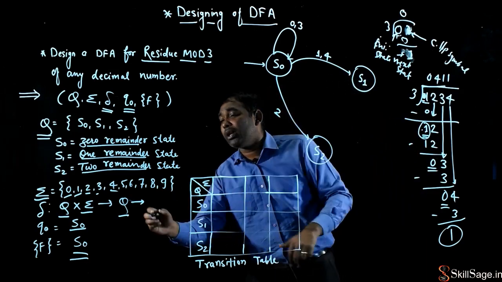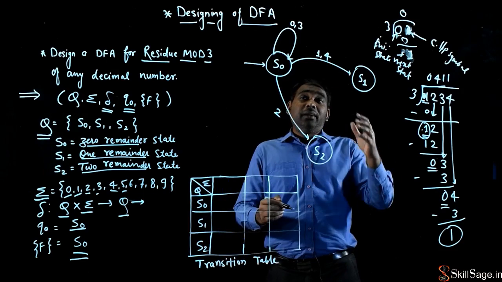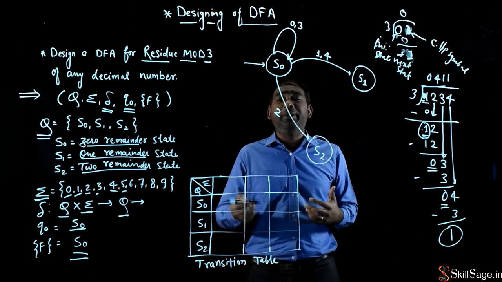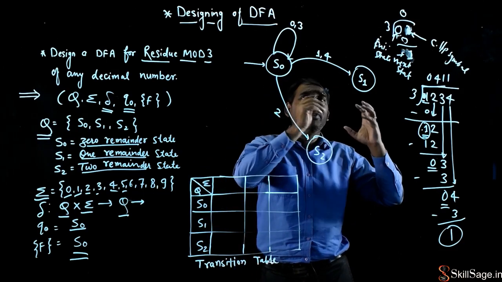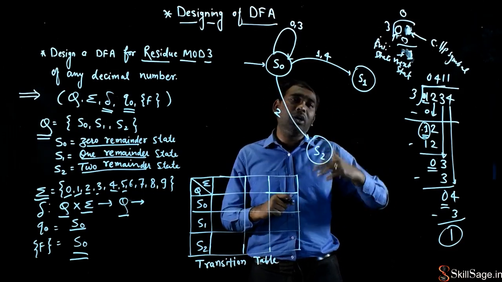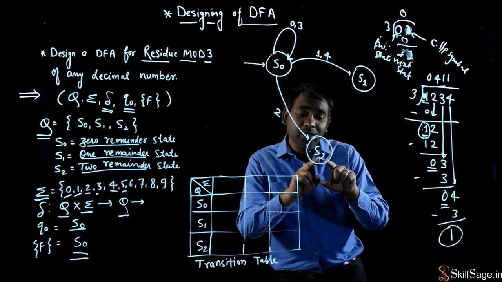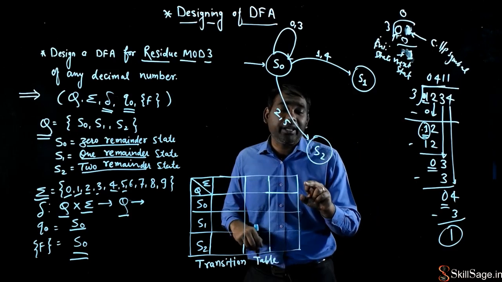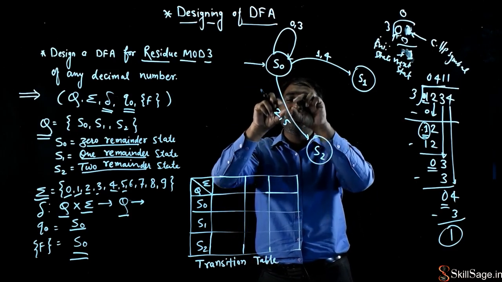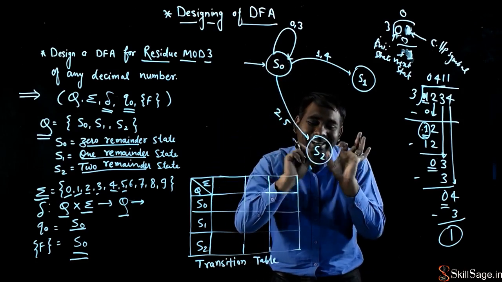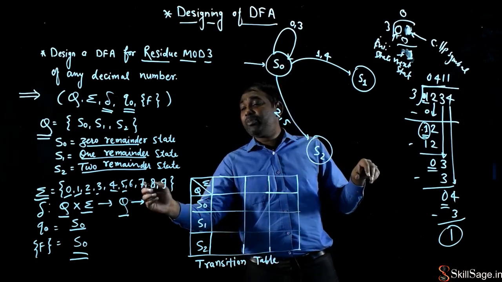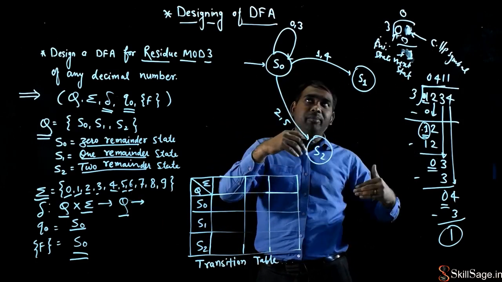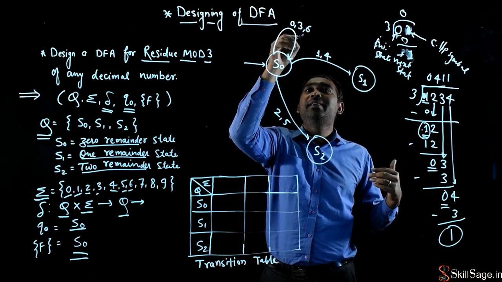What about the next input symbol? Next input symbol is 5. Current state is S0. If I take a transition on 5, what will happen? 0, 5 will be the number. If I divide this 0, 5 by 3, what will be my remainder? Remainder will be 2. That means my next state is S2, the 2 remainder state. So if I take a transition on 5 on S0, I am going to S2. Next input symbol 6: 0, 6. 6 divided by 3, remainder is 0. So your next state is S0.